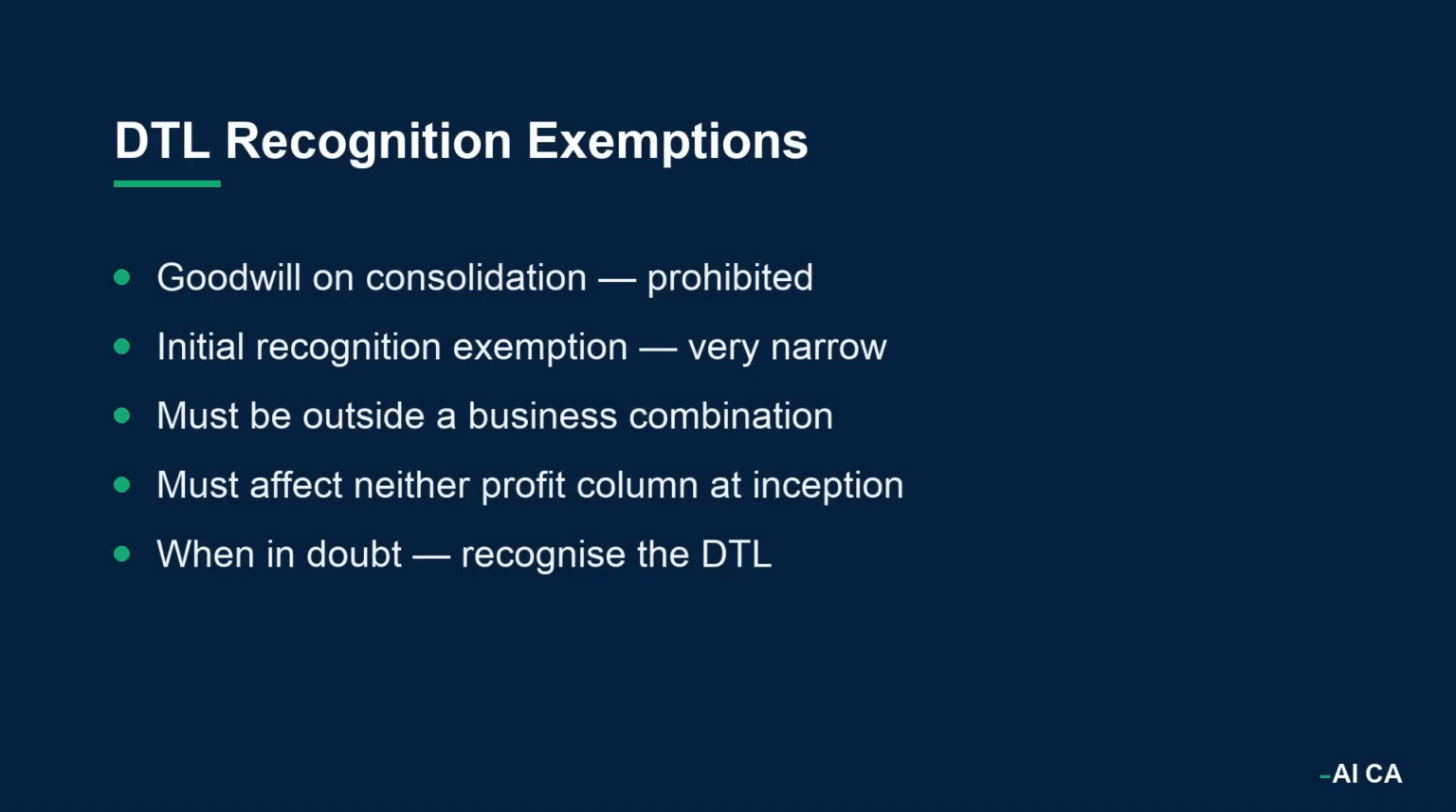Recognition of a deferred tax liability is essentially automatic. You recognize it for all taxable temporary differences unless a specific exemption applies. The two main exemptions are goodwill, where IAS 12 prohibits recognition because it would create a circular calculation, and the initial recognition exemption for assets or liabilities arising from transactions that are not business combinations, and that affect neither accounting profit nor taxable profit at the time of the transaction. Both exemptions are narrow and often misapplied, so tread carefully.